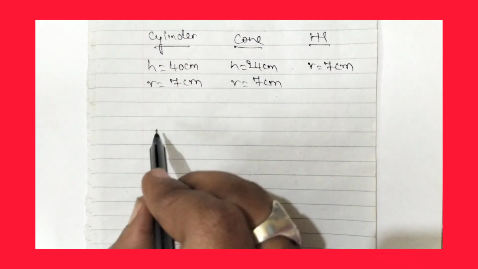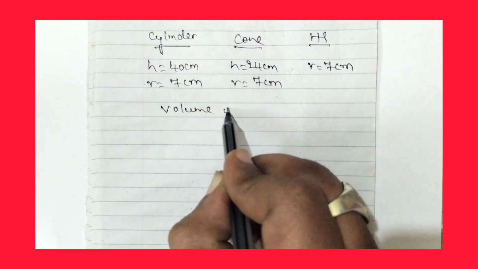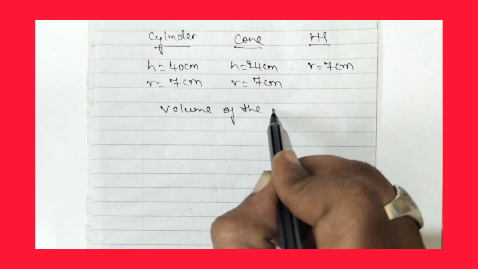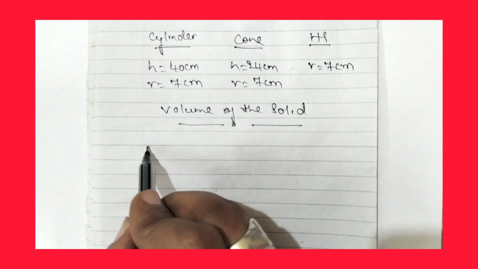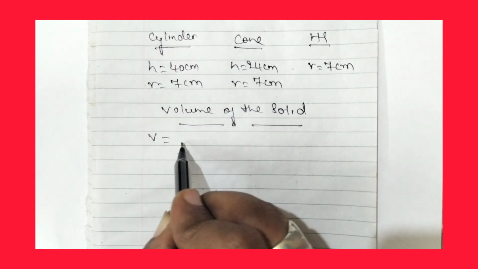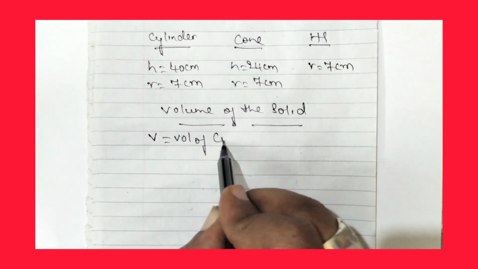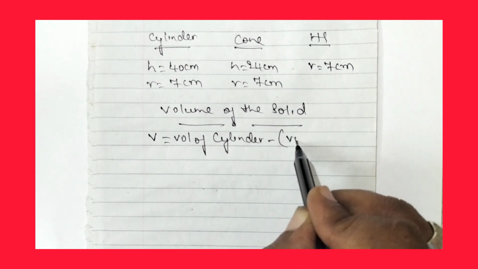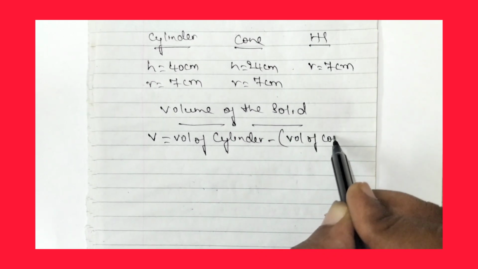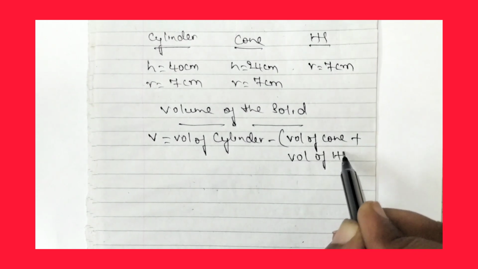So now to find the volume of the solid. So how to find the volume of the solid? Let us see it now. So volume of solid is equal to volume of cylinder minus volume of cone plus volume of hemisphere.